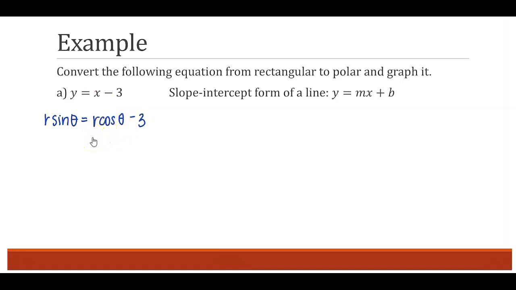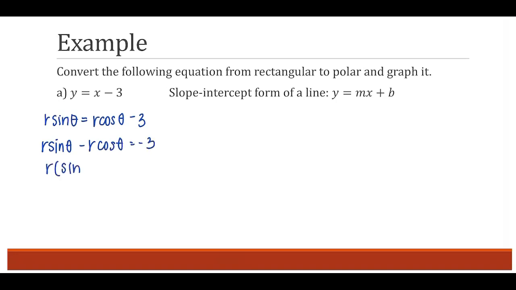What we typically want, though, if possible, is to solve for r. Just like on a rectangular equation, we often want to solve for the variable y. So here that is going to be possible. I can subtract the r cosine theta to the other side in order to factor out the r.